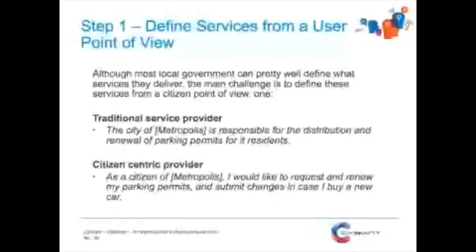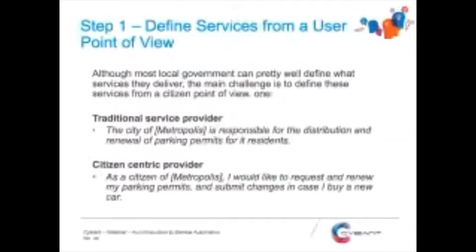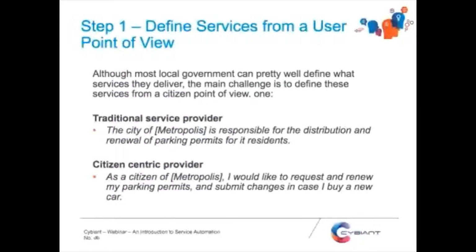First of all, in order to start delivering automated services, you first need to define what a service is, and then particularly from a user point of view. So although most governments pretty well know what they do on a day-to-day basis, they never thought about how that service is experienced from a user point of view. What are the things that trigger a particular service, and how are different people triggering that service simultaneously?